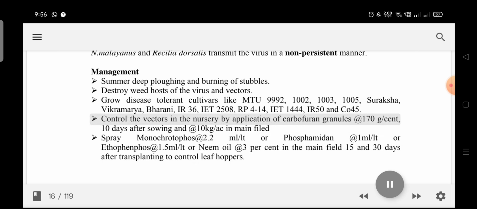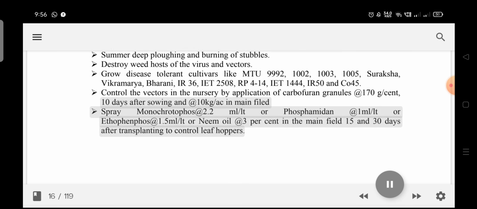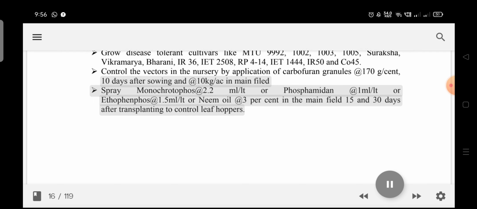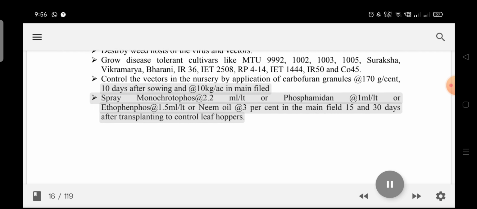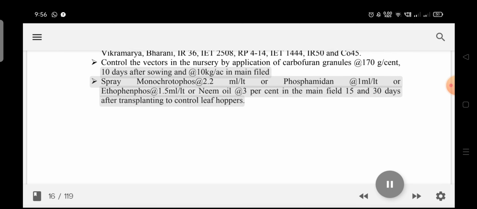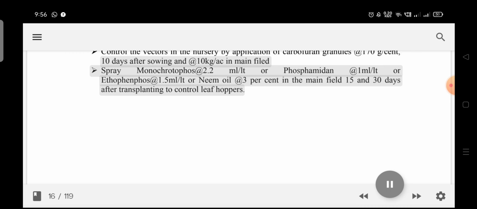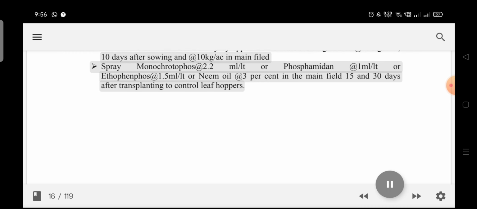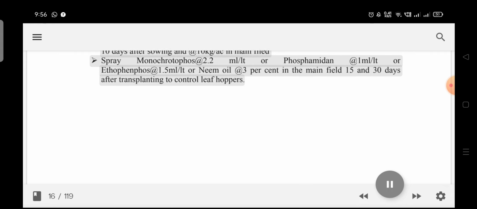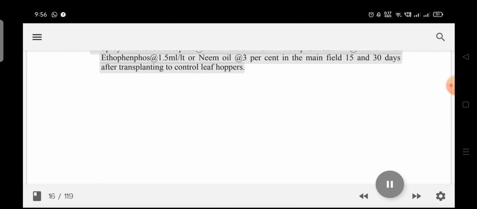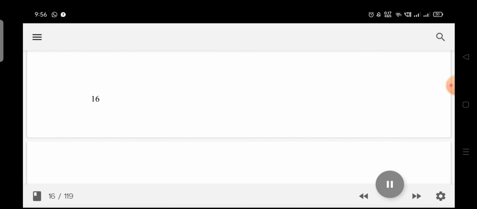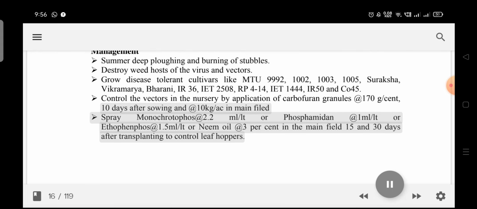Control the vectors in the nursery by application of carbofuran granules at 170 grams per cent, 10 days after sowing, and at 10 kilograms per acre in the main field. Spray monocrotophos at 2.2 milliliters, or phosphamidon at 1 milliliter, or ethofenphos at 1.5 milliliters, or neem oil at 3% in the main field 15 and 30 days after transplanting to control leafhoppers.